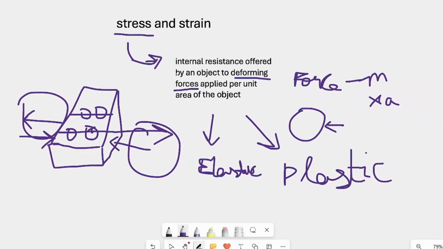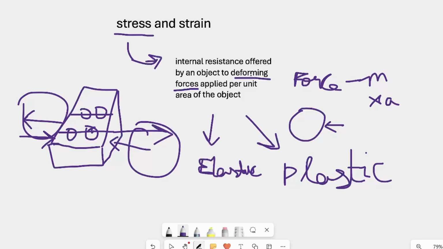Hi everyone. Today let us talk about an important topic in aircraft structures, and it is the most fundamental topic in aircraft structures, which is none other than stress and strain. So the stress is defined as internal resistance offered by an object to deforming forces applied per unit area of that object. So here in this definition they are saying deforming forces.